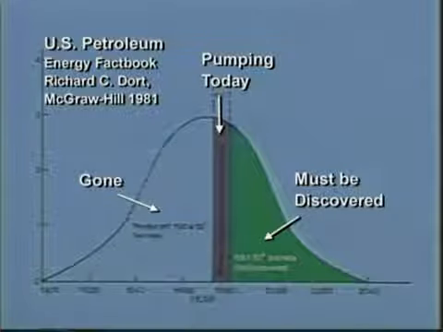Now, let's look at the curve in this way. The area under the entire curve represents the entire resource of U.S. petroleum before any of it was used.